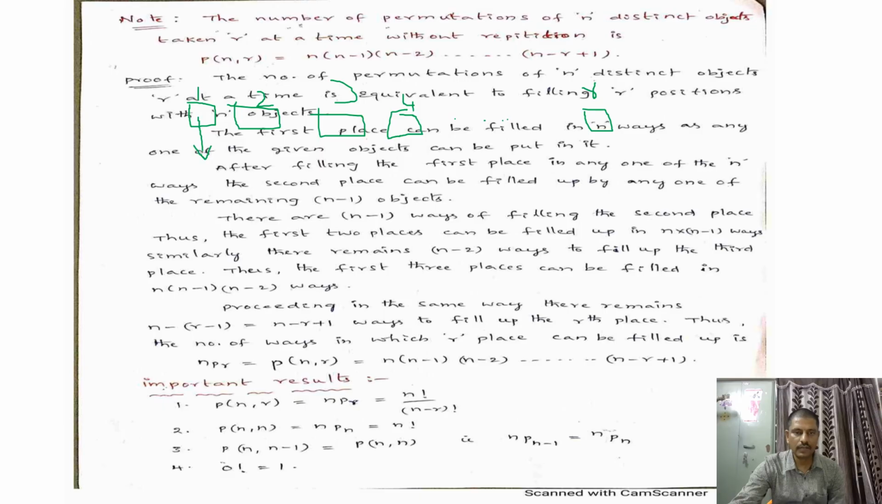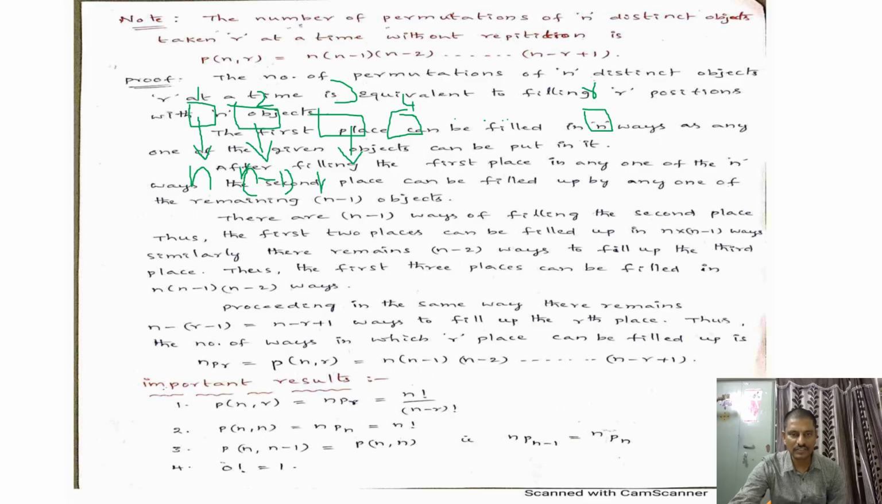If I want to fill the first box, how many choices are there for the first box? There are n choices because n objects are given to us. We need to fill the first box with n objects because in our hand n objects are there. So the number of ways of filling the first box is n. After filling the first box, how many objects are available to us? Only n minus 1, because we already filled the first box with one of the n objects. Now n minus 1 objects remain, so we can fill the second box in n minus 1 ways.